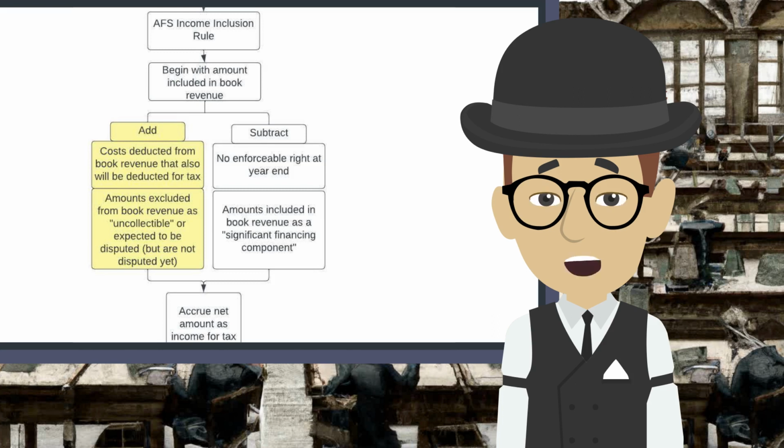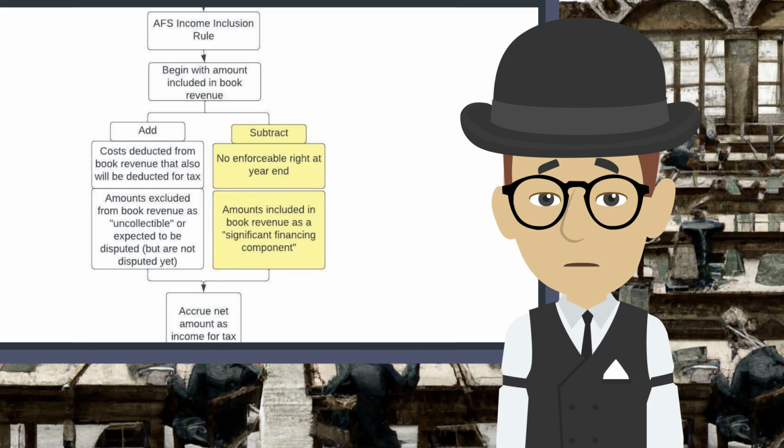Finally, you subtract certain amounts from the book income item. Most importantly, you get to subtract any amount that you would not be able to collect if your customer cancels the contract during that year. This is referred to as amounts to which you do not have an enforceable right. If you do not have an enforceable right to some portion of the income item, you don't have to include it in taxable income, regardless of how books treats it.